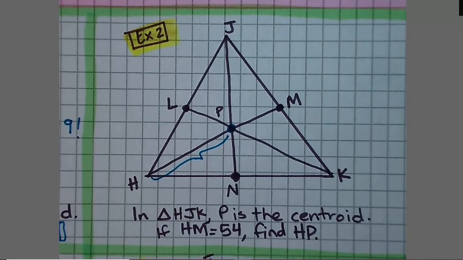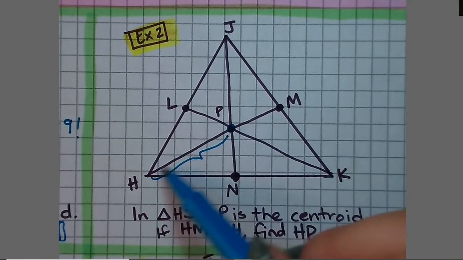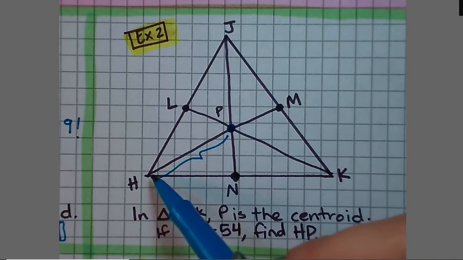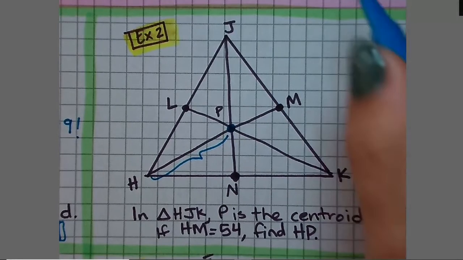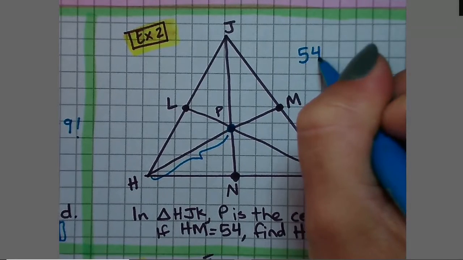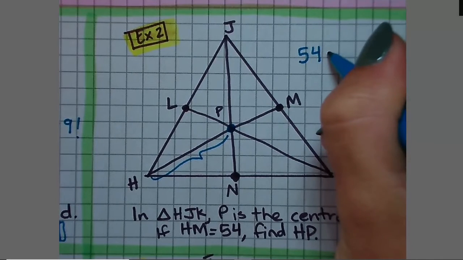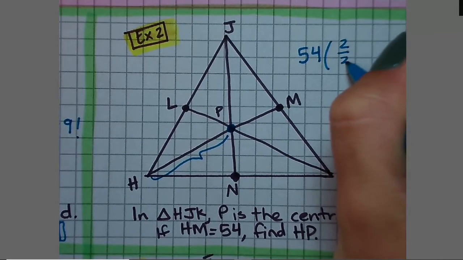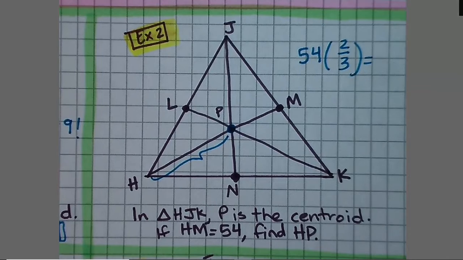Okay, so this is where we're going to have to use the 2/3 property. So this longer portion here is going to be 2/3 of the entire median. So we're going to do 54 times 2/3, and that's going to give us our answer. Okay, so let me do 54 times 2/3.